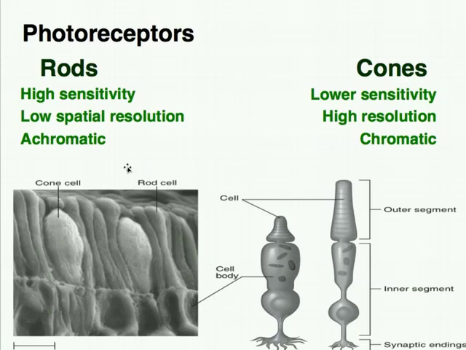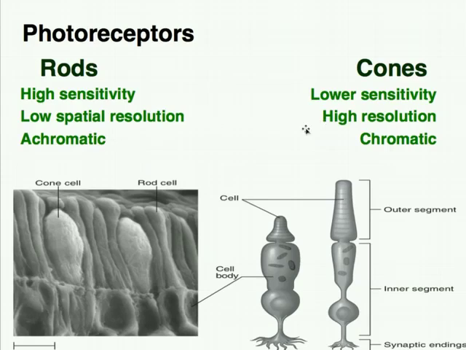There are two kinds of photoreceptors that we discussed. So there are rods and cones. Rods are high in sensitivity, which means they need less light in order to fire, but have a reduced spatial resolution. They can't differentiate between different portions of the image that are producing different amounts of light. And they're achromatic. They can't differentiate color, as we'll see in a moment.